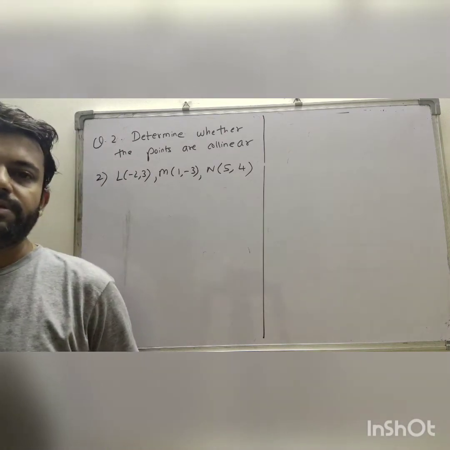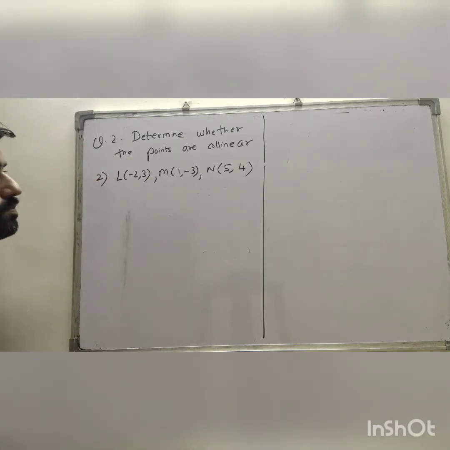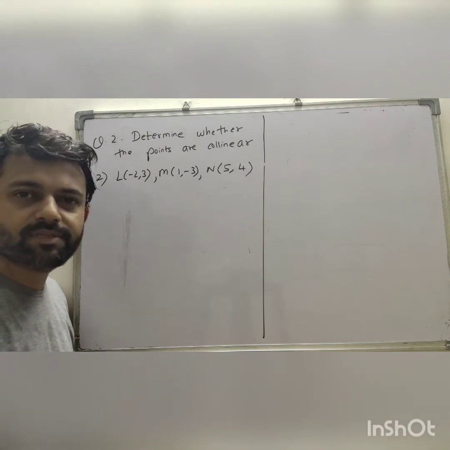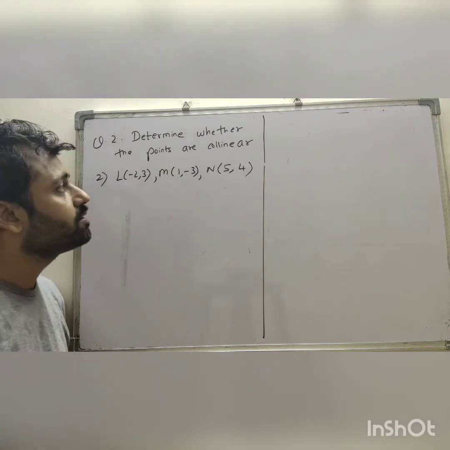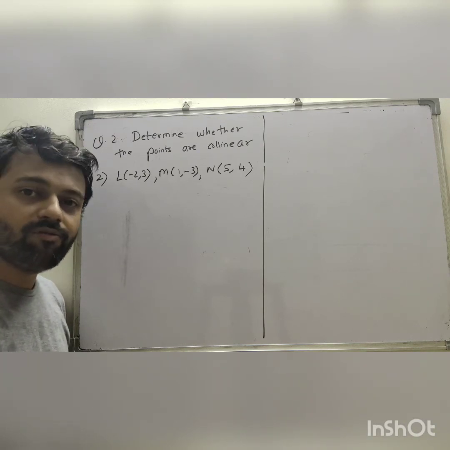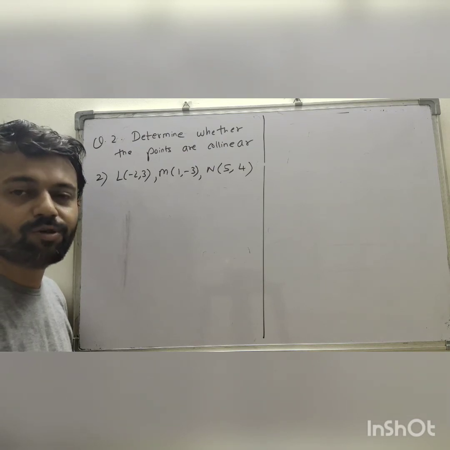Let us solve the second sum from question number 2. The question says, determine whether the points are collinear. The question is written only for your observation and for your knowledge. There is no need to write the question, but always copy the sum, never copy the question.